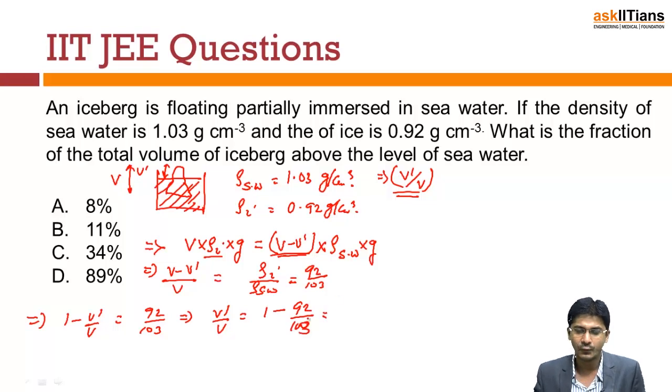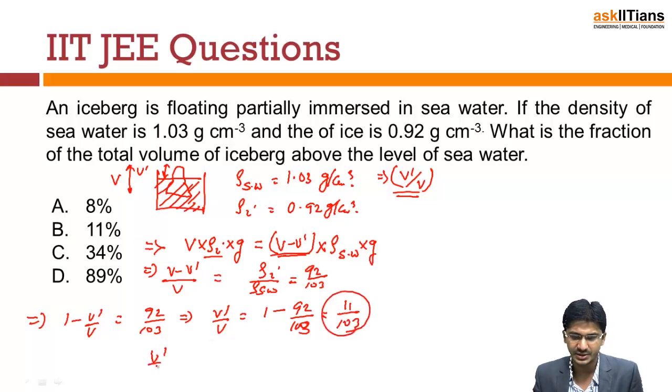What you get is 103 minus 92, that is 11 by 103. Okay, now the answer is given in percentage, so we can convert this into percentage: V dash by V into 100. What we'll have is 1100 by 103.